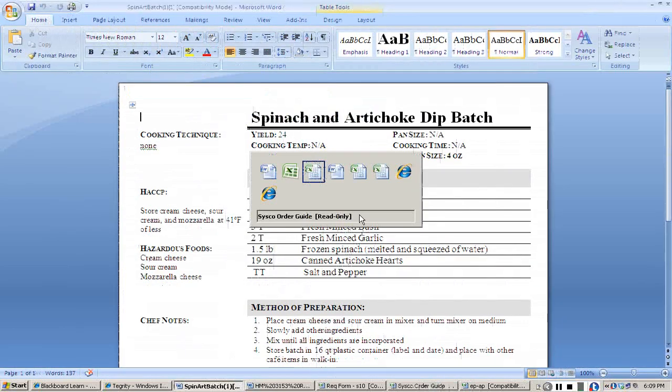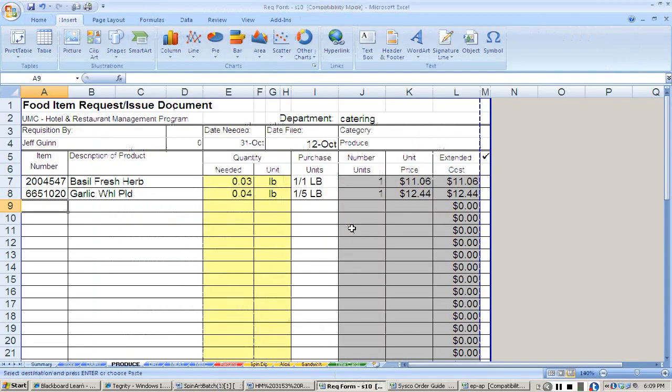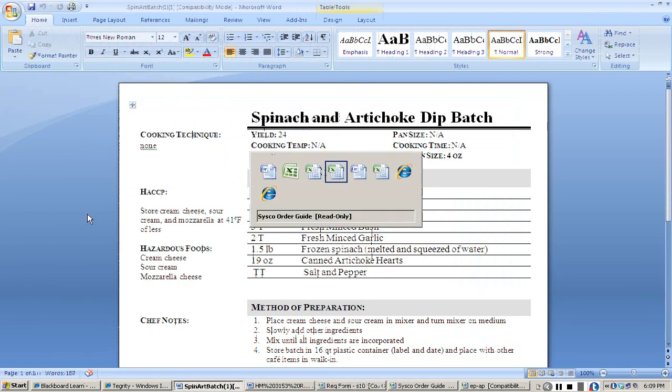Copy. Go to the rec form. Spinach, it's a frozen product. So you could have put it in the miscellaneous tab. I'm going to go ahead and put it in the produce tab. But it is a frozen product.